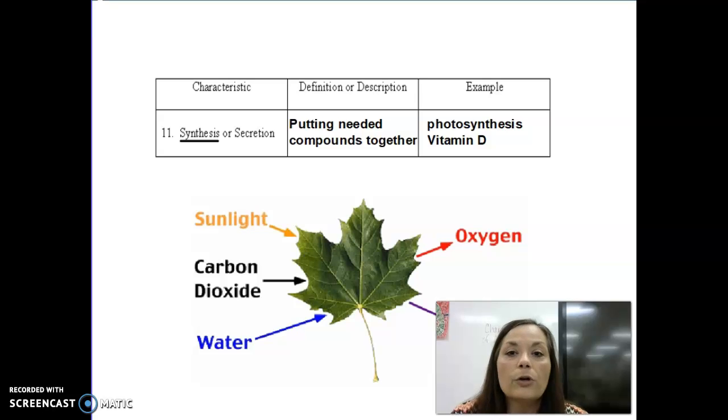Okay, for 11, we're going to focus on the synthesis part, not the secretion part. Synthesis means putting something together. So the best example I can give you for this, of course, is photosynthesis. Plants can take carbon dioxide, water, and with the energy of the sun, create sugar for themselves. Okay? And humans do something very similar. When we go outside and the sun is shining, we actually create vitamin D in our bodies. So you don't have to just get it from milk and stuff, which is pretty cool.